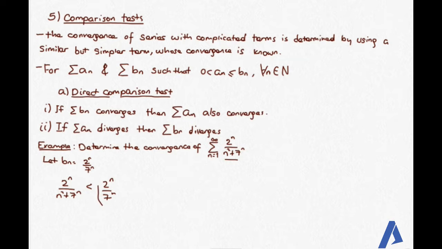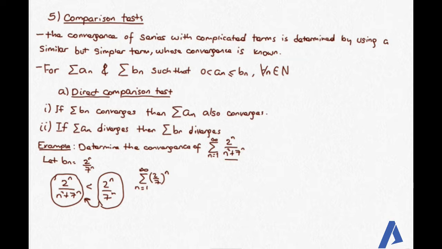ስለዚህ ይሄንን ከዚህ ጋር ኮምፔር በማድረግ የዚህኛውን ኮንቨርጀንስ ዲተርማይን ማድረግ እንችላለን ማለት ነው። ስለዚህ ይሄ ግን እንደምናውቀው ሰሜሽን ኦፍ 2 to the power of n over 7 to the power of n ማለት 2 over 7 to the power of n ማለት ነው from n is equal to 1 up to infinity. We know that this is a geometric series in which the absolute value of the common ratio is less than 1 ማለትም the common ratio is between -1 and 1.